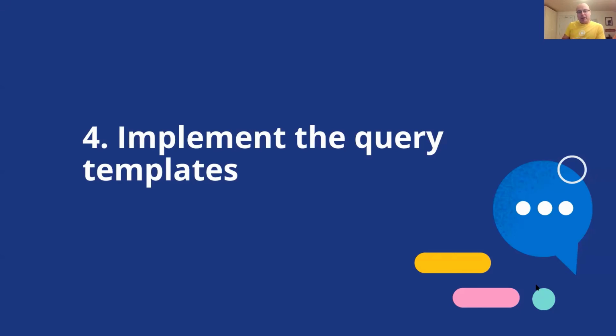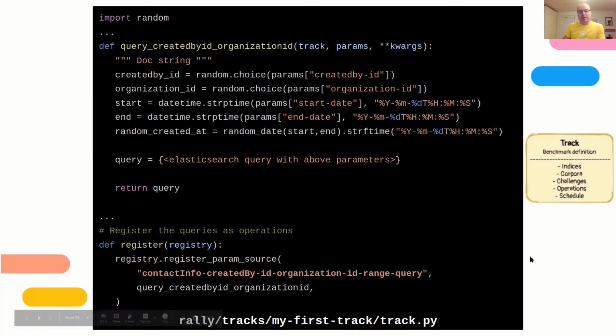The last thing that remains is how do you define these query templates, right? And this you do in the track.py file. It's a Python file. And what you're going to do is basically define a Python function with this default signature. This is how you receive the parameters that you define in the operations file. And this is how you read each parameter, right? I read it from this, if you remember from before. And then I create a random date between this start and end date. And here I can define the body of my query with these parameters.